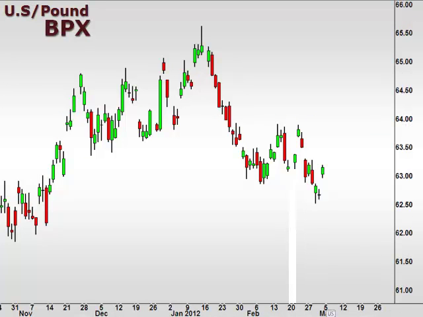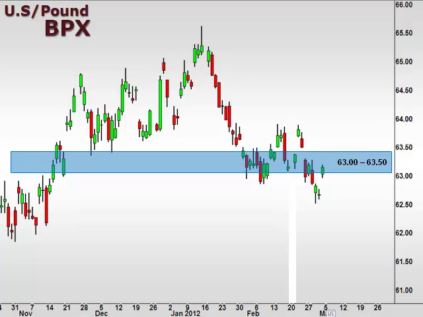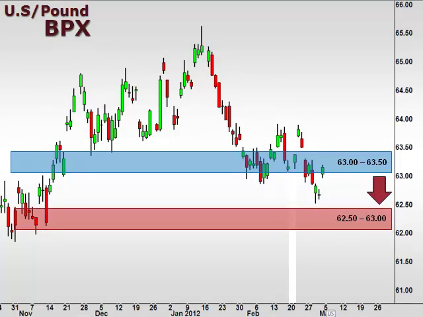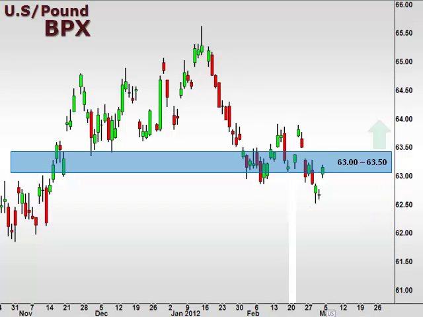Next up, the BPX, the U.S. dollar versus the British pound. Well, the BPX reversed off of the lows on Friday to close within the 63.5 focal zone. Rejection here opens the window for a continuation lower, back down to test support deeper into the 62.5, 63 level. A break above 63.5 should signal a move higher.